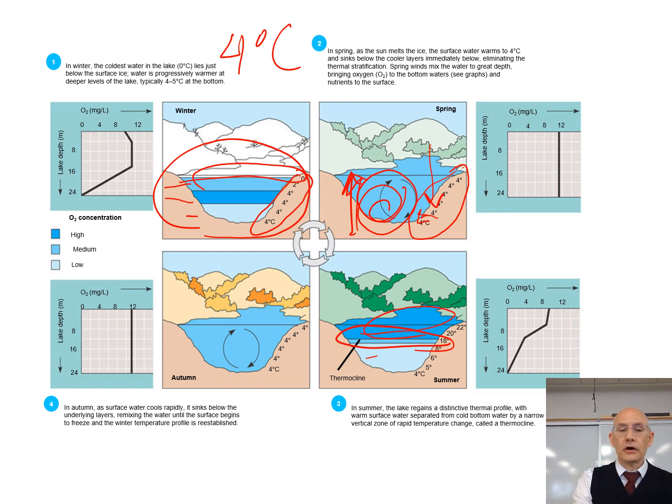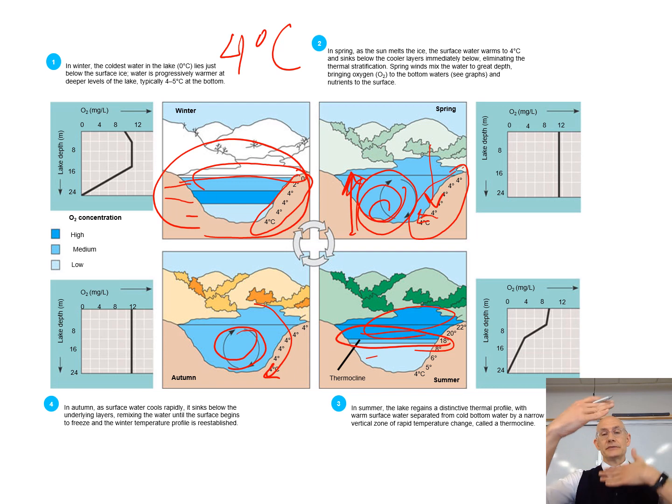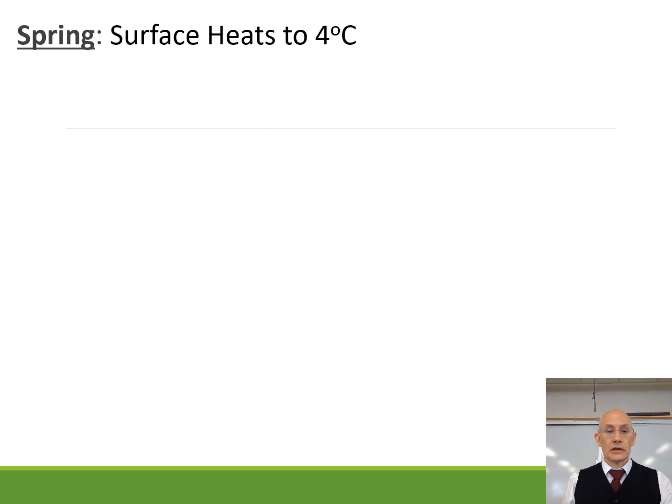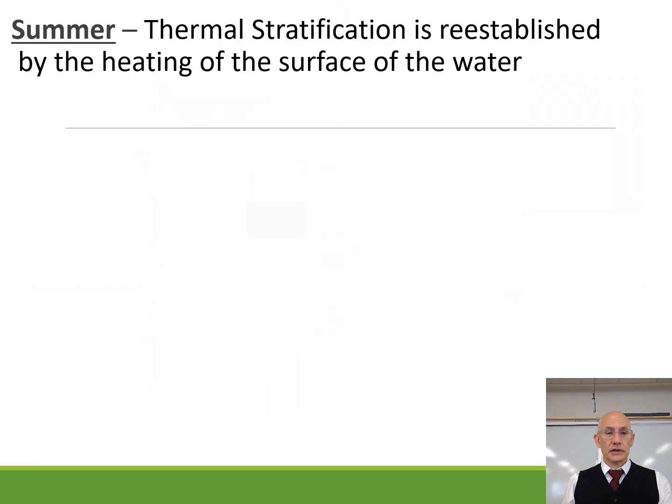And then in the fall or the autumn, you get that turnover again, bringing more oxygen to the bottom for the decomposers. So then over time, this helps keep the nutrients cycling in the lake, and it keeps oxygen brought down for the decomposers in what's known as the benthic zone. So this is all of that in words.